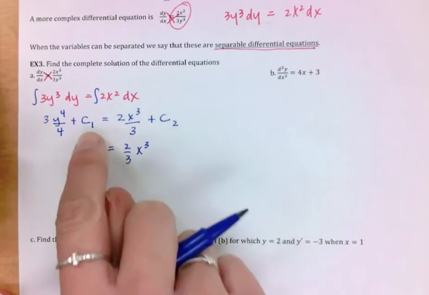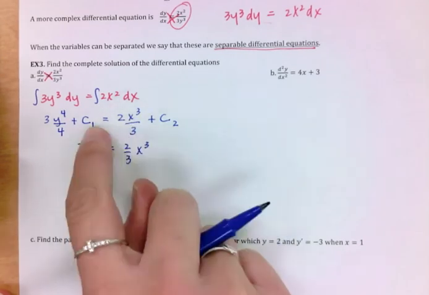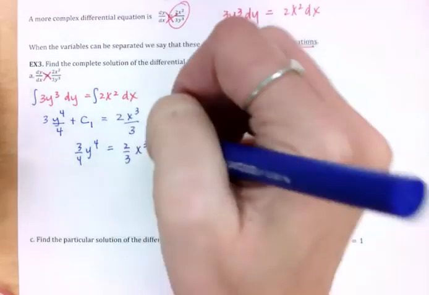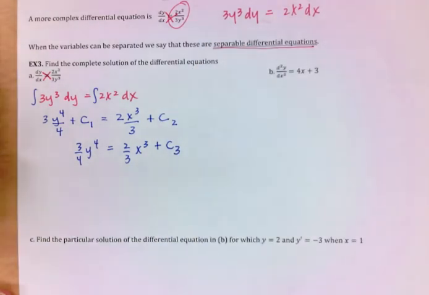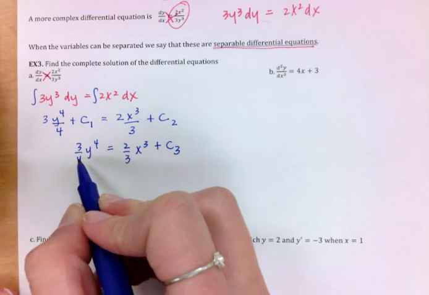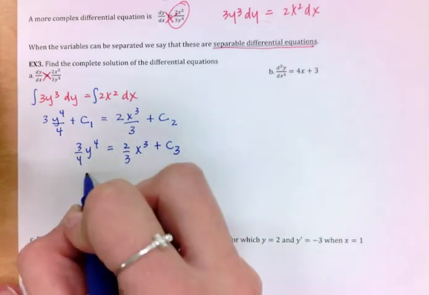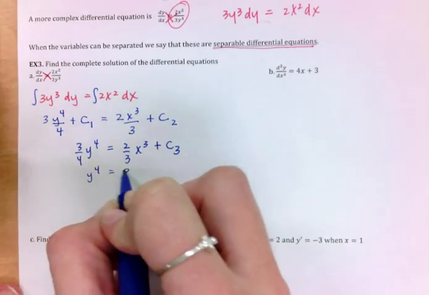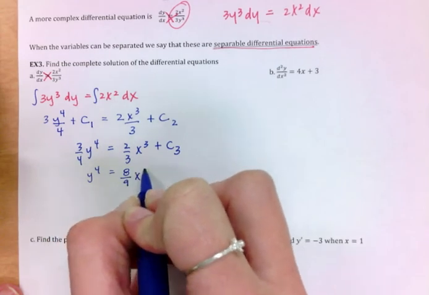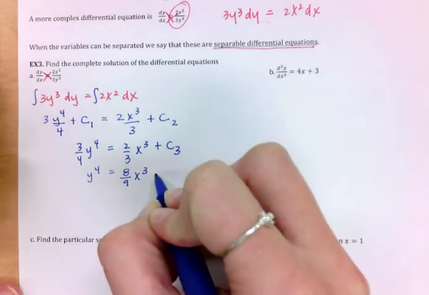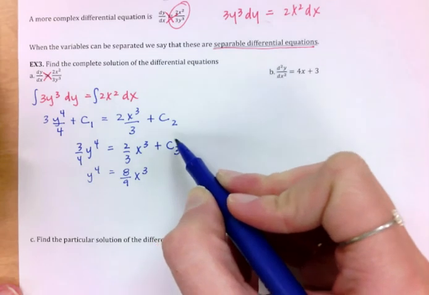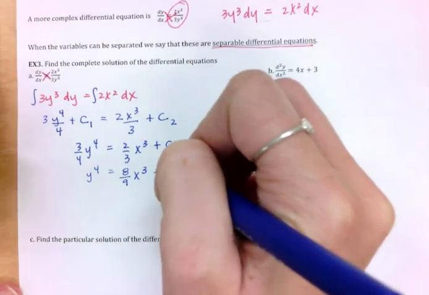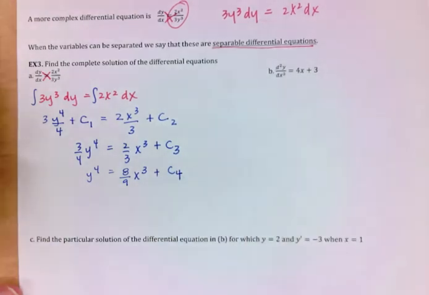So C2 minus C1, a random constant minus a random constant, is going to be a random constant. So you just call it C3. Okay, now let's get rid of this 3/4, so multiply by 4/3 on both sides. Then this will be 4/3 times C3, and 4/3 times a random constant is going to be another random constant, so let's just call that C4.